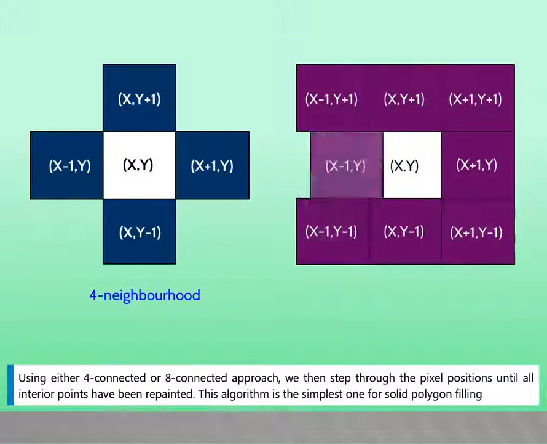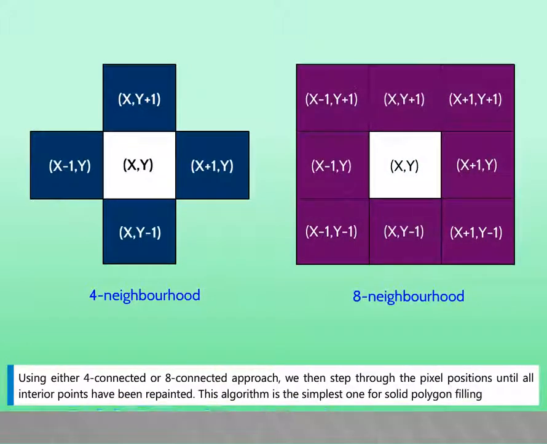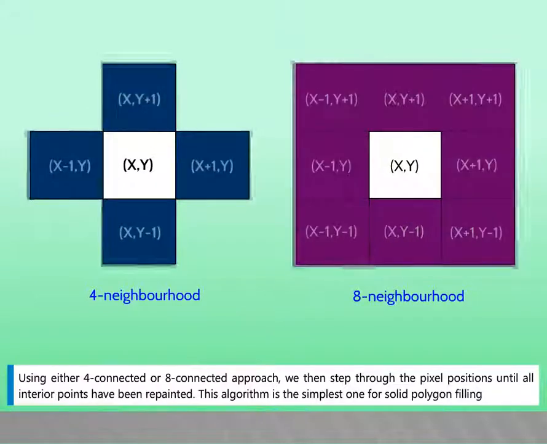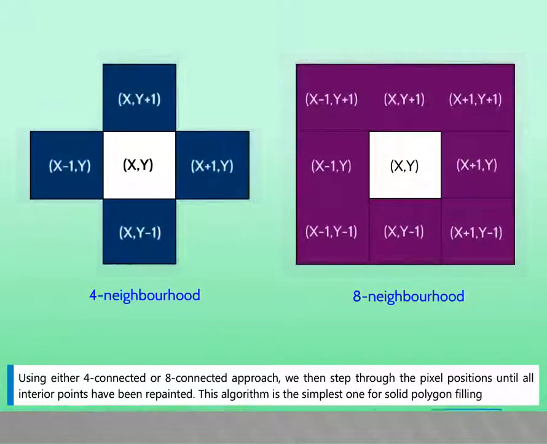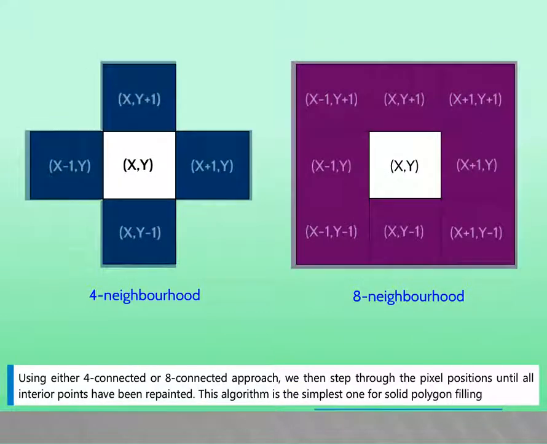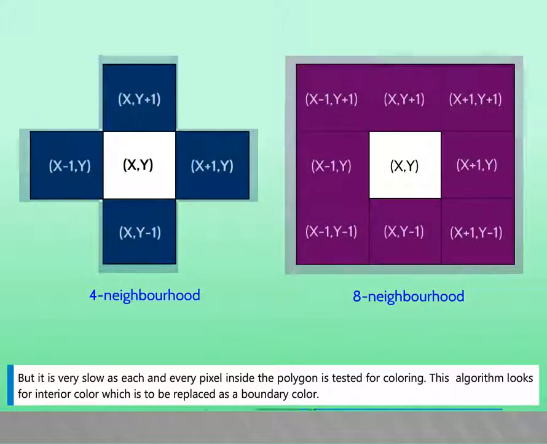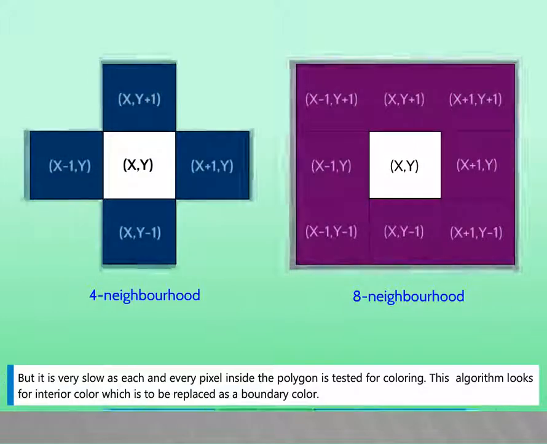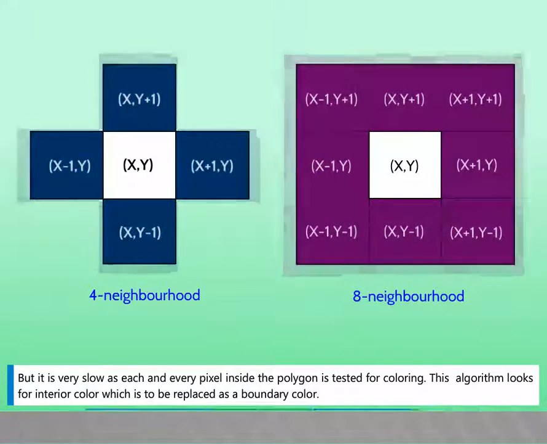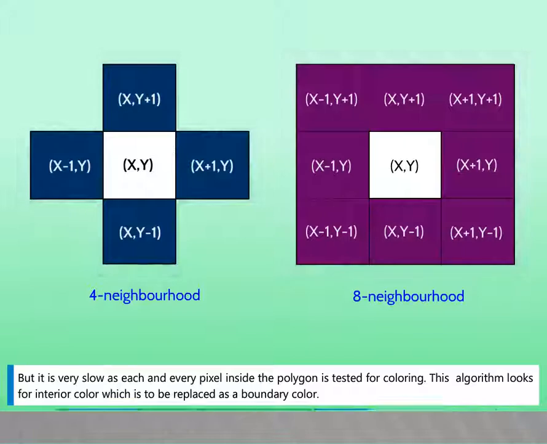Using either 4 connected or 8 connected approach, we then step through the pixel positions until all interior points have been repainted. The algorithm is the simplest one for solid polygon filling, but it is very slow as each and every pixel inside the polygon is tested for coloring. This algorithm looks for interior color, which is to be replaced as a boundary color.